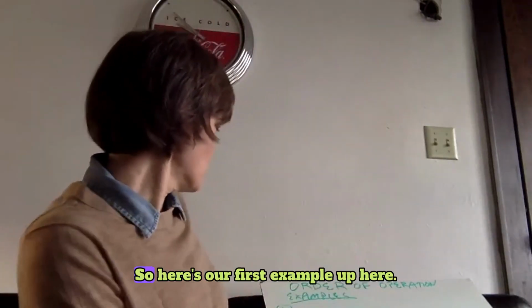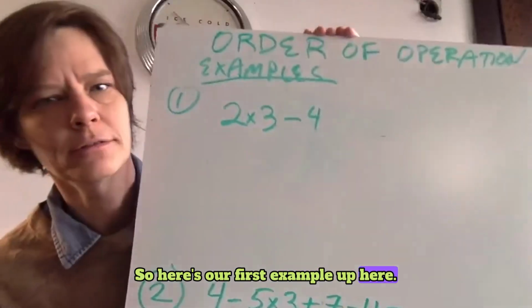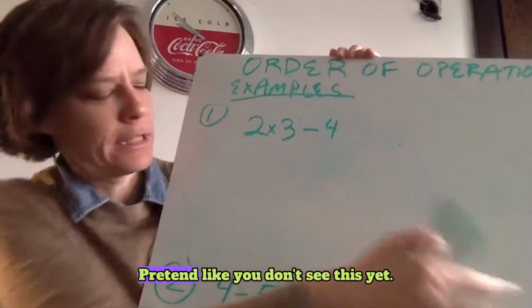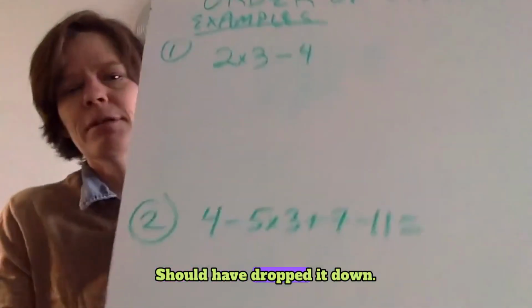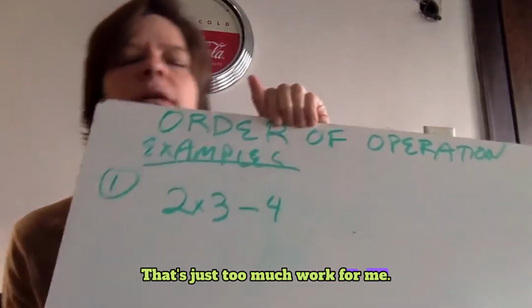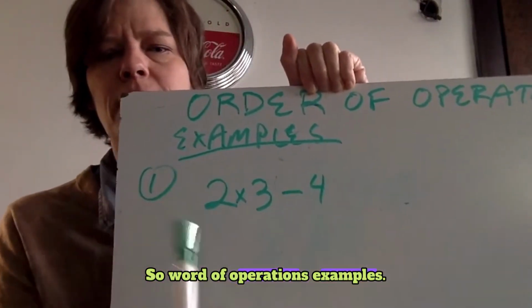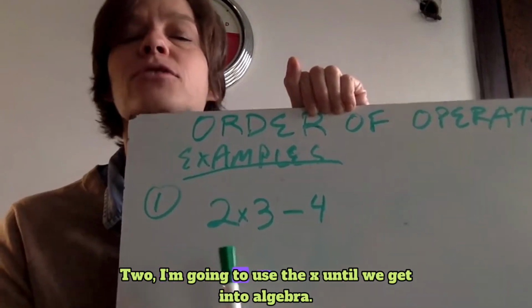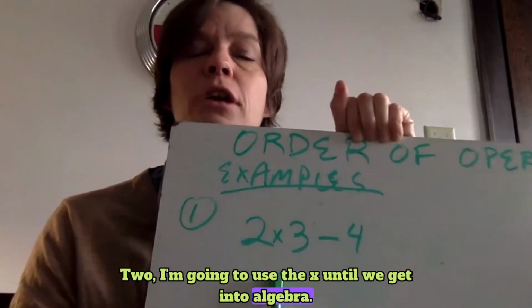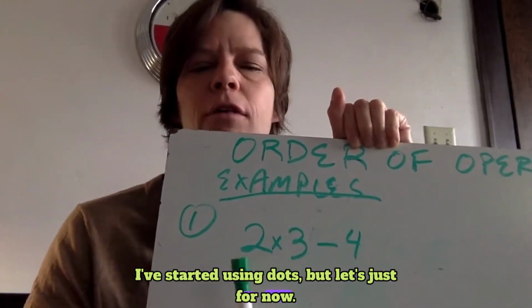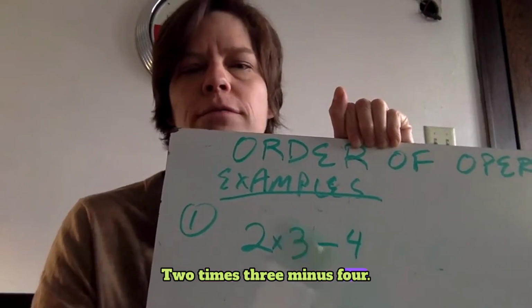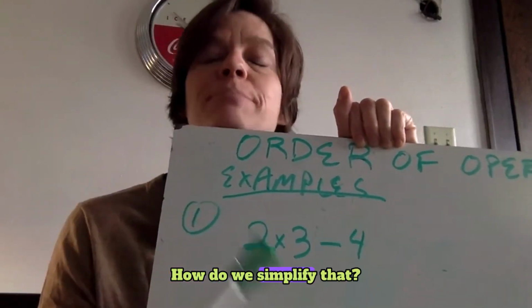Okay, so here's our first example up here. I should have hidden this one. Pretend like you don't see this yet. Okay, so order of operations examples. I'm going to use the x until we get into algebra. I'll start using dots later, but for now, 2 times 3 minus 4. What is that? How do we simplify that?